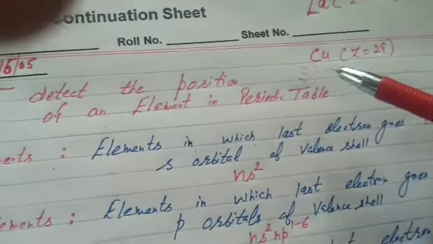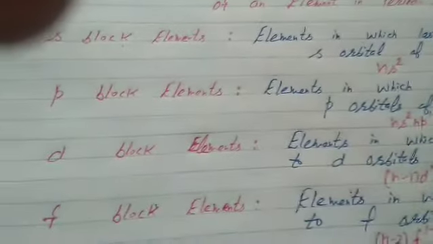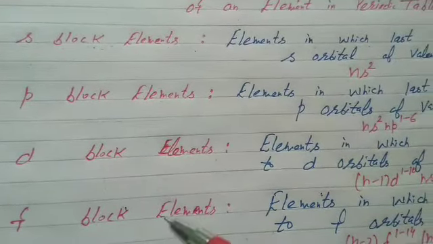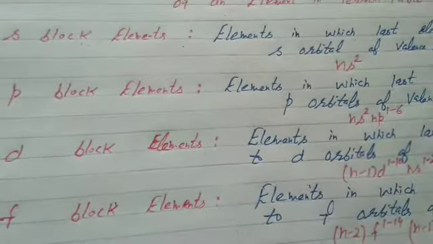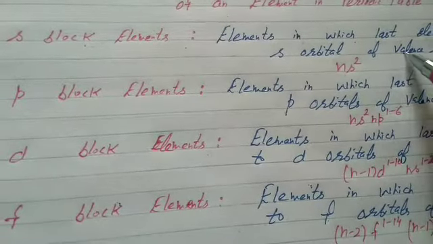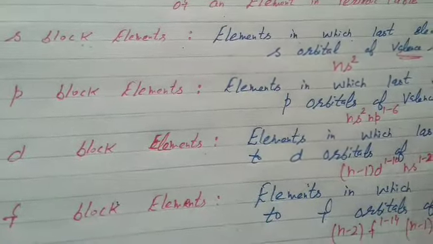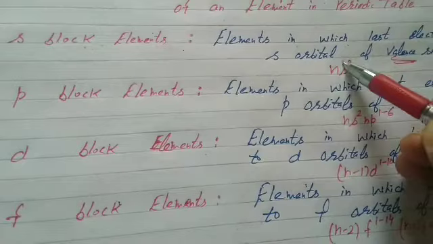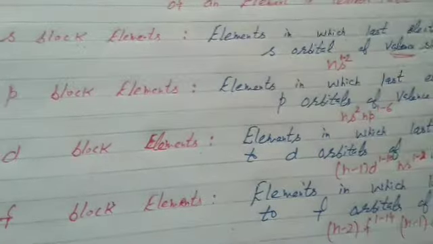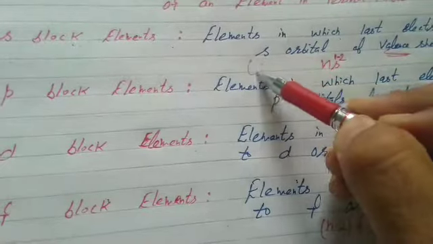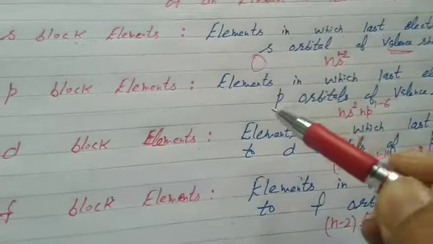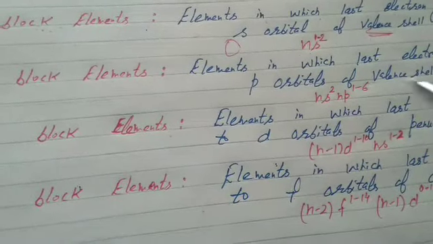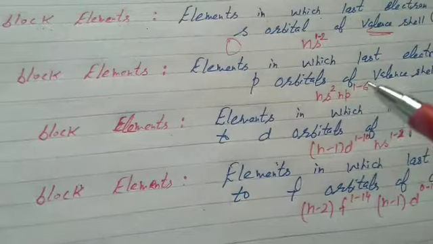At first, all of you know the periodic table is classified in 4 blocks: S block, P block, D block and F block. S block elements are those in which the last electron goes to S orbital of valence shell. Valence means outermost shell. General configuration of S block is ns1-2. S is the set of one orbital, minimum 1 electron or maximum 2. Next, P block, elements in which last electron goes to P orbitals of valence shell. And their general configuration is ns2 np1-6.